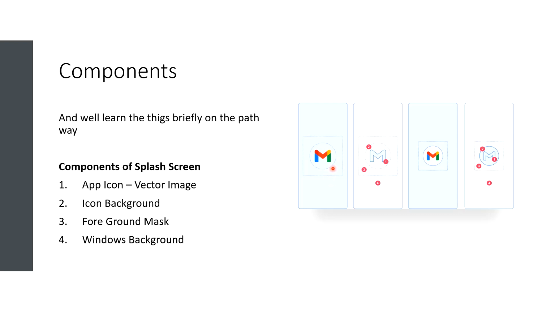The fourth is the window background. In the splash screen, you will have a background which will be a contrast or a color tint that is a shade matching the application icon that you are going to use. So that is the window background. In order to use these components, you create a splash screen and encapsulate all of them into a single entity, which is called a splash screen.